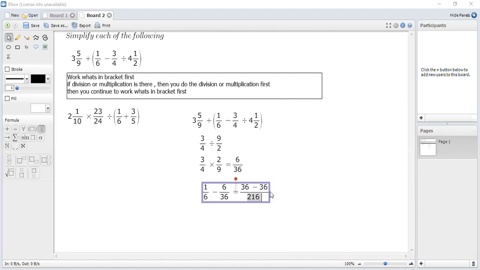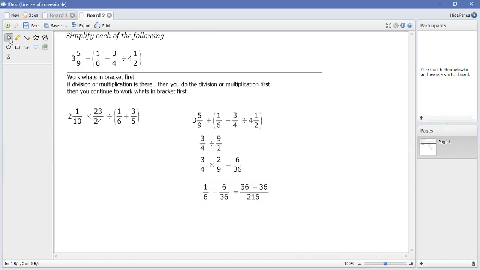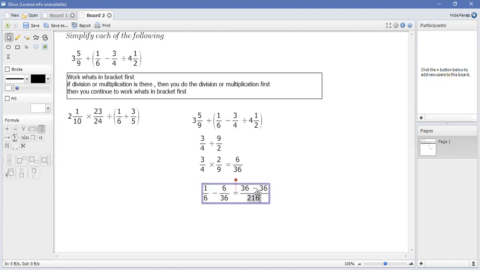All right. So the answer is 216. You get 0 over 216. So put the 0, then 36 from 36 is 0. No, you must put the 0. Okay.